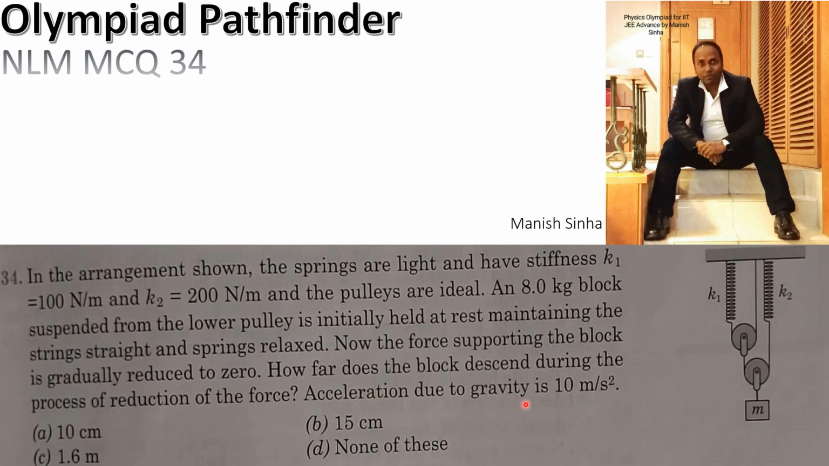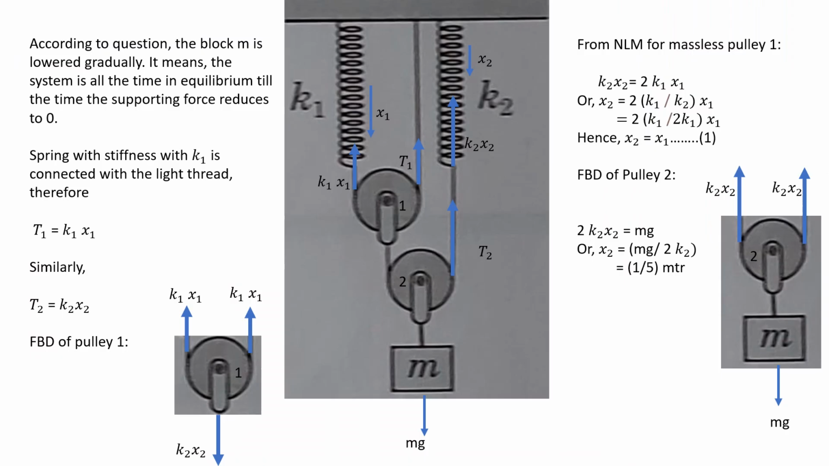Acceleration due to gravity is to be taken as 10 meter per second square. Then it is asking how far does the block descend during the process of reduction of the force. So let us discuss and solve it. I have given the write-up over here, you can go through.